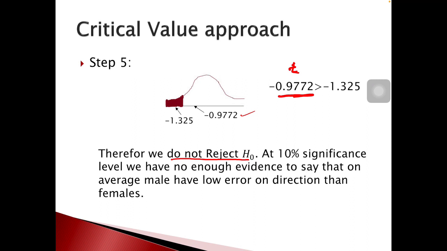Our test statistic value is greater than the table value, so it is outside the rejection region. So we do not reject H naught. We cannot reject H naught, but we cannot say we accept the alternative hypothesis. We never say that. We simply say we reject H naught or we do not reject H naught.